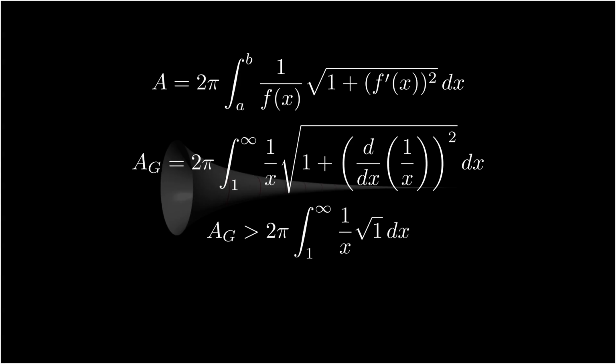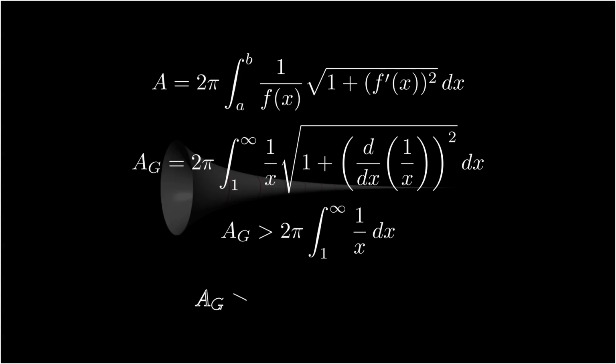The antiderivative of 1 over x is natural log x. Using the fundamental theorem of calculus and substituting in the bounds, we get the area greater than 2 pi times natural log of infinity minus natural log of 1, which is basically infinity, since natural log of infinity approaches infinity, and natural log of 1 is just 0, making no difference. So, the area of the Gabriel horn is infinity. How is this possible? Let me know what you think in the comments.